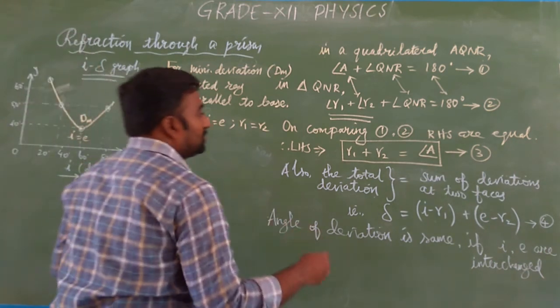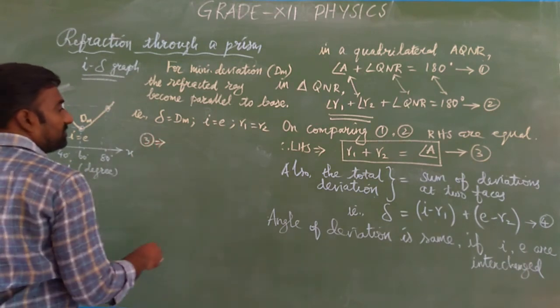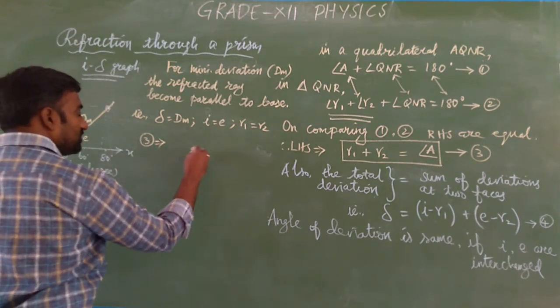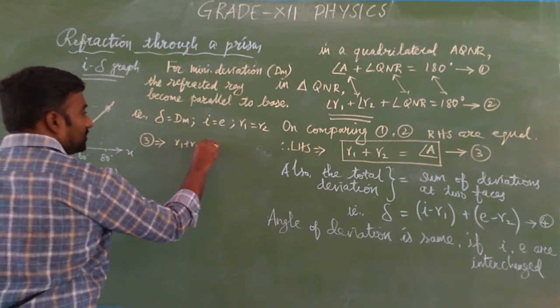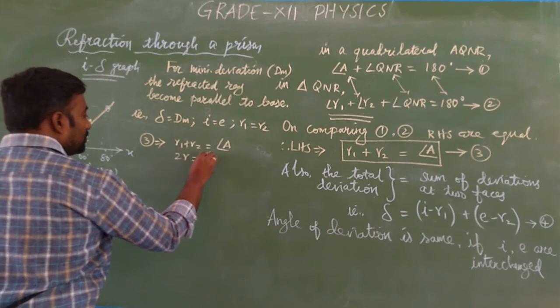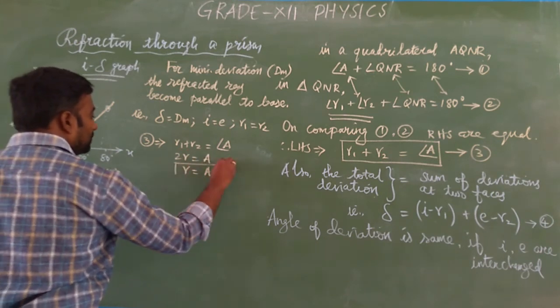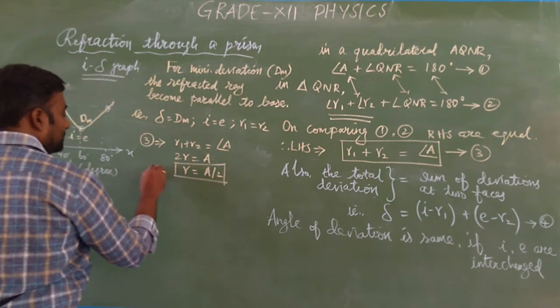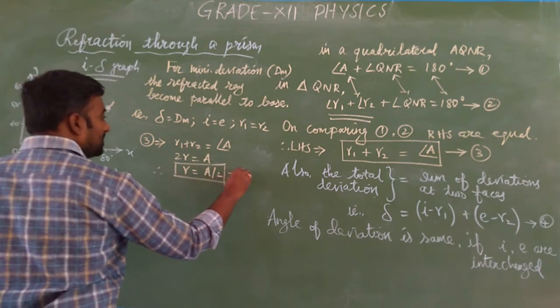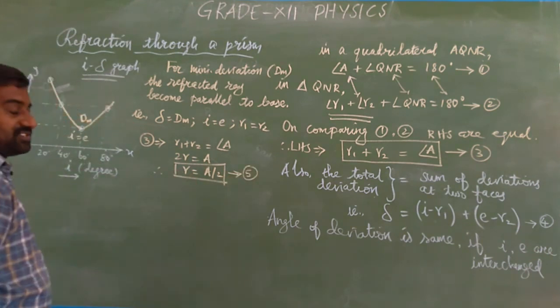So the third equation becomes: R1 and R2 are both the same, no? That is, R1 plus R2 is equal to angle A. So R1 and R2 are both the same, so 2R is equal to A, or R is equal to A by 2. Okay, so this is equation number 5. So we got the angle of refraction.